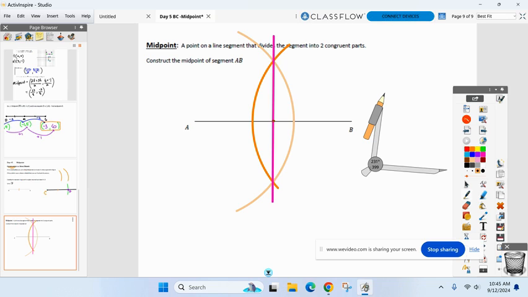So go ahead and make your point. We'll call it M for midpoint. And probably one last thing I'm going to need on that diagram that shows me that's the midpoint. And not the word midpoint, showing what a midpoint does: it splits a segment up into two congruent parts. All right, so show me the parts are congruent.